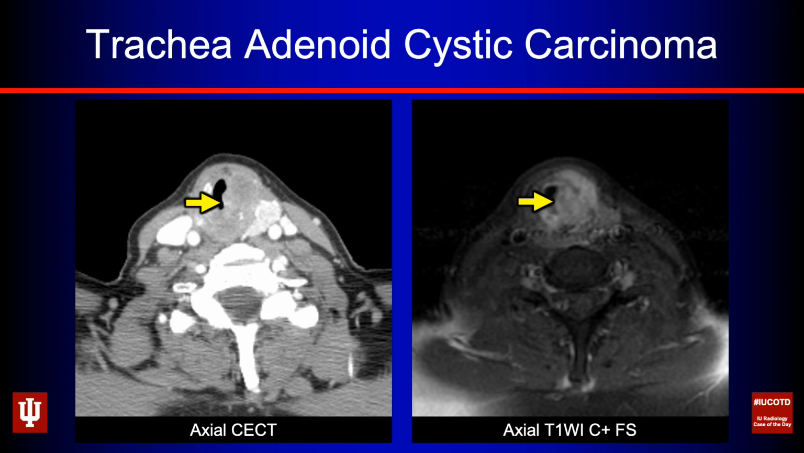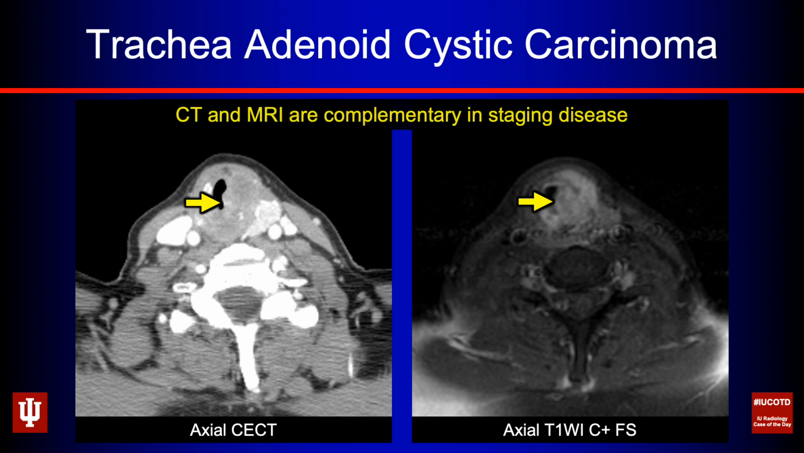And in this case, this is a nice example of how CT and MRI can be complementary in staging disease. We can tell on the CT, yeah, it looks like tumor's getting out of the trachea. MRI is much more specific in terms of telling us where it's going. We get that tissue contrast resolution superiority that helps us to better stage where the tumor is at.